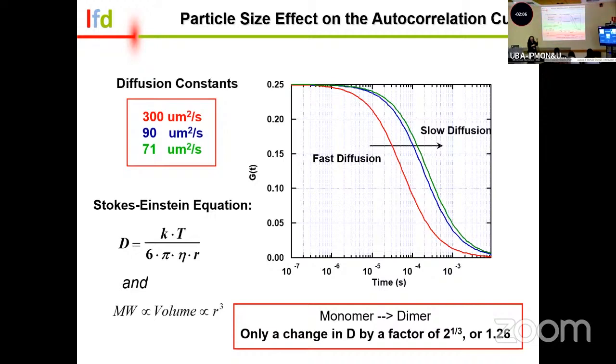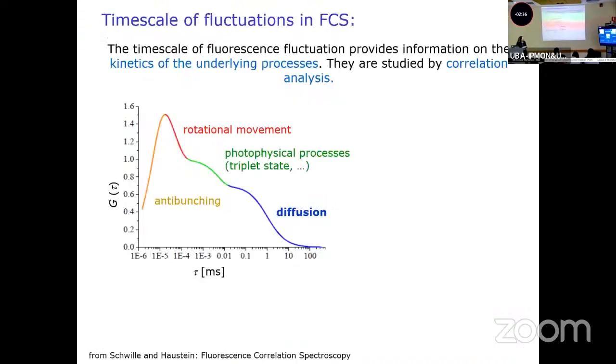That's not very much. So if you ask me, can I tell the difference between a monomer and a dimer using FCS? The answer is not really, because this shift is very, very small. The molecule's size should increase by approximately 8-fold for it to be distinguishable in its diffusion coefficients. There are other processes that can affect the autocorrelation function.